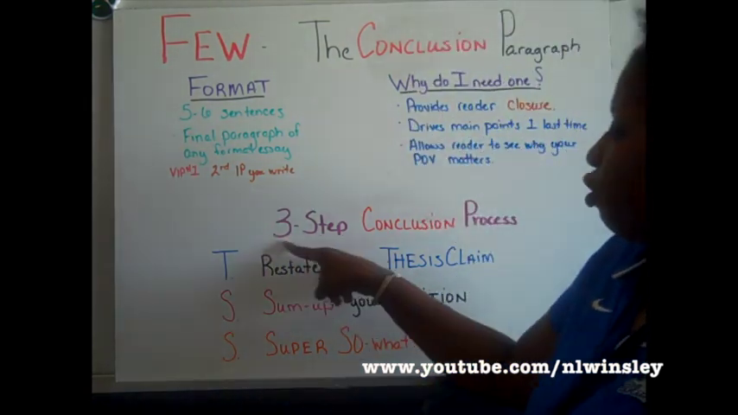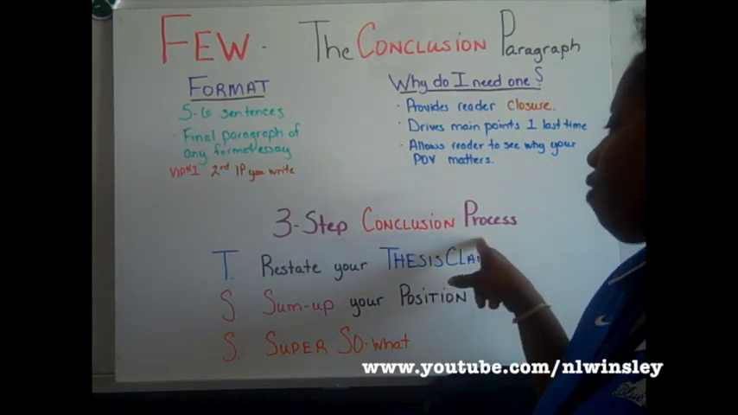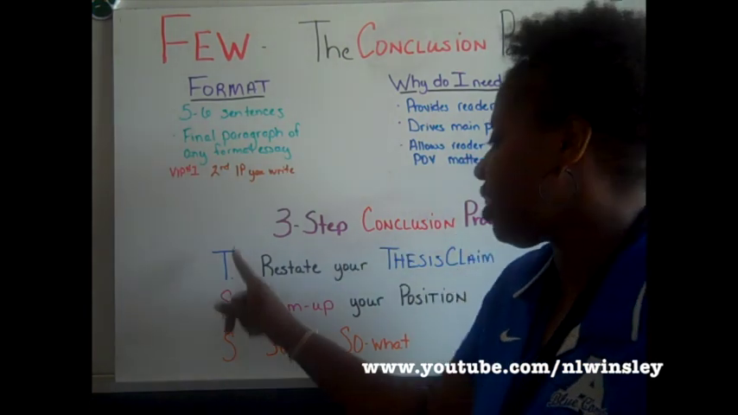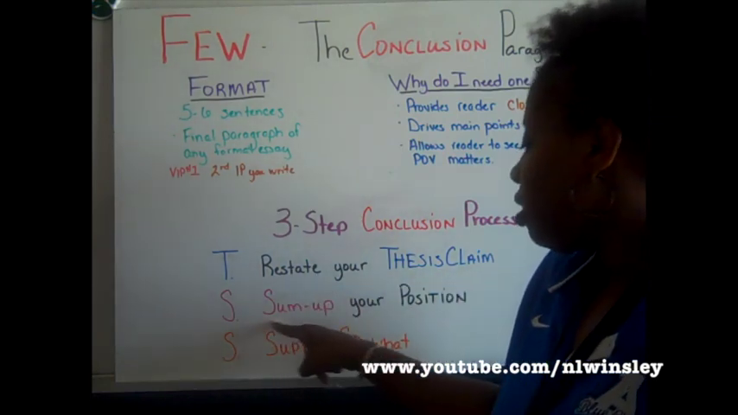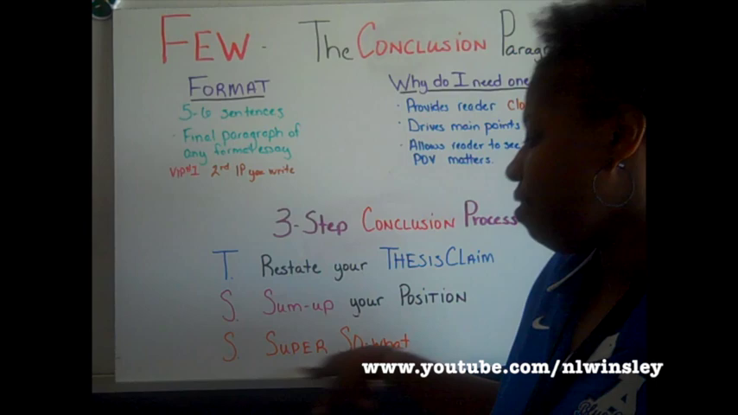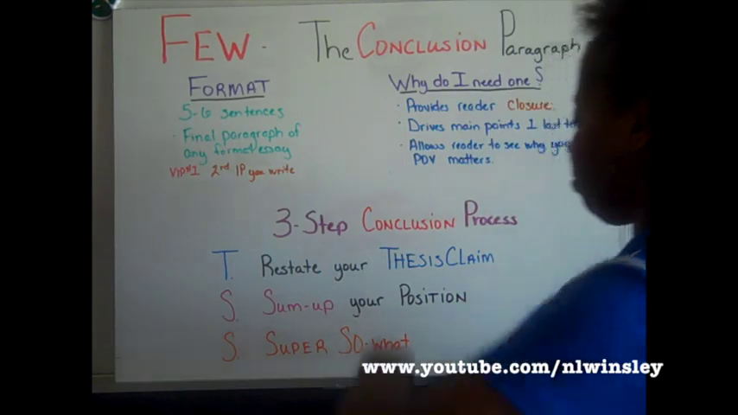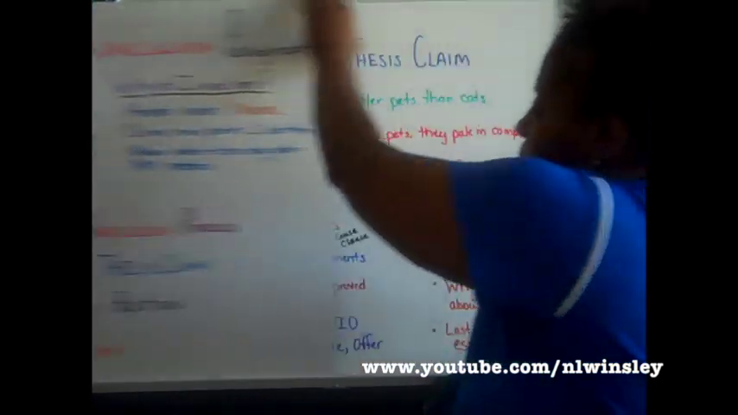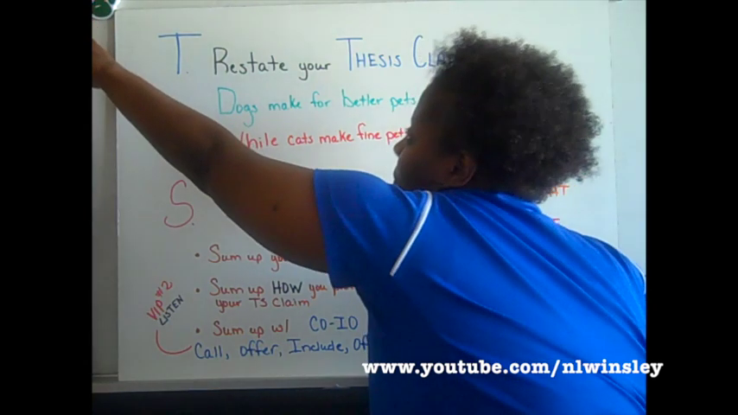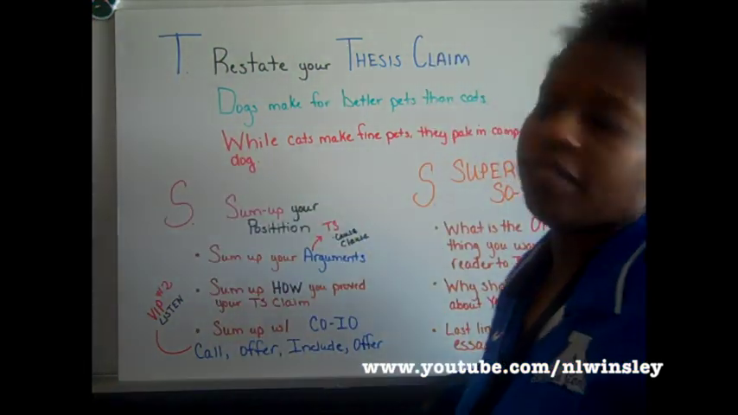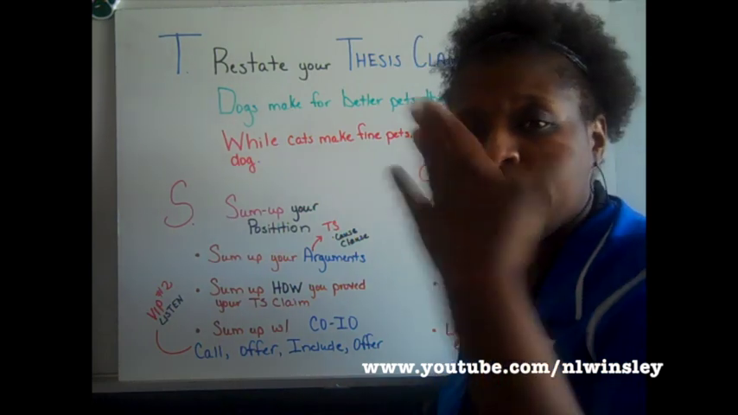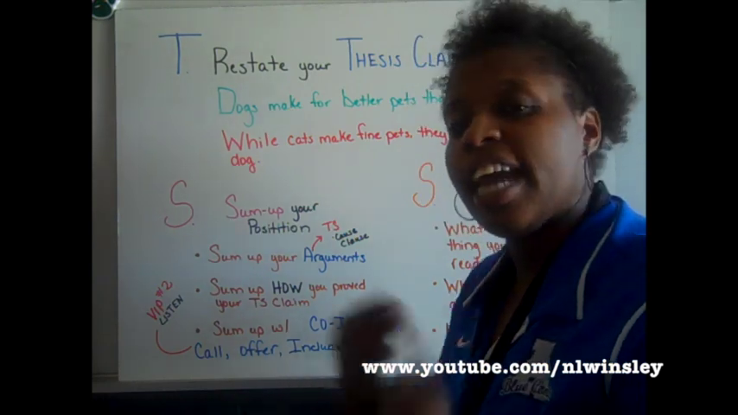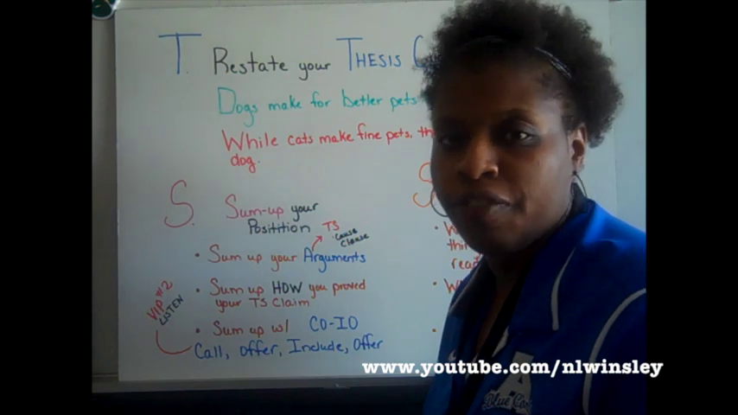Alright, now, there's a 3-step conclusion paragraph writing process. I call it the TSS. Restate your thesis claim, sum up your position, and then provide a super so what. Restating your thesis claim: restatement is a rhetorical device that writers use where they state an idea and then state the idea again, but using different language.